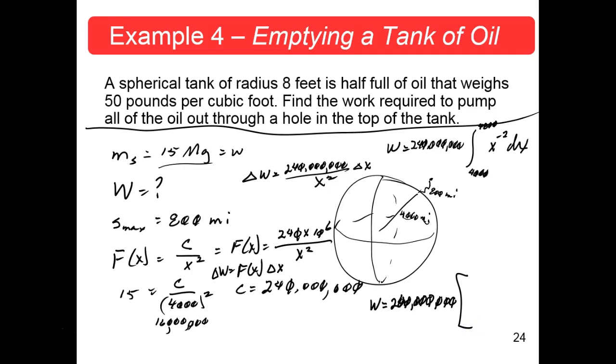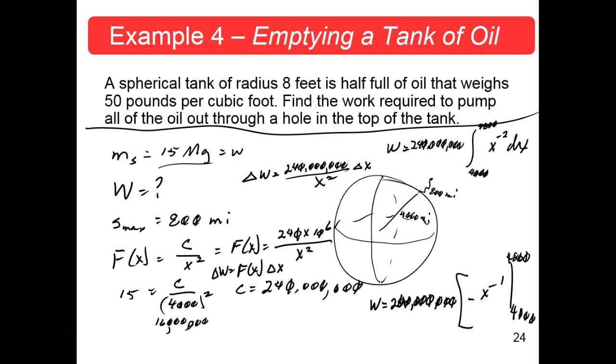What's the antiderivative of x to the minus 2? X to the minus 3, you said? Remember, when you integrate, it's a plus 1. So it's x to the negative 1, but with a minus, which is a bit bizarre too, and this is going from 4,000 to 4,800.